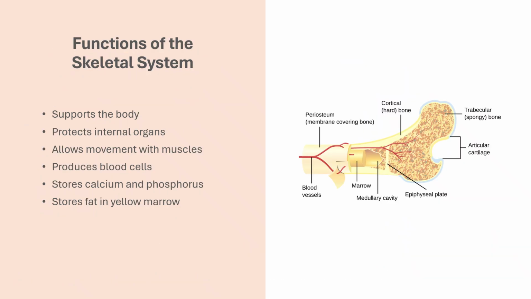Although bones appear rigid and lifeless, they perform several critical functions. The skeleton supports the body and gives it shape. Bones protect delicate organs such as the brain, heart, and lungs. Together with muscles and joints, bones make movement possible. Bone marrow continuously produces red blood cells, white blood cells, and platelets. Bones also serve as important storage sites for minerals and energy reserves.